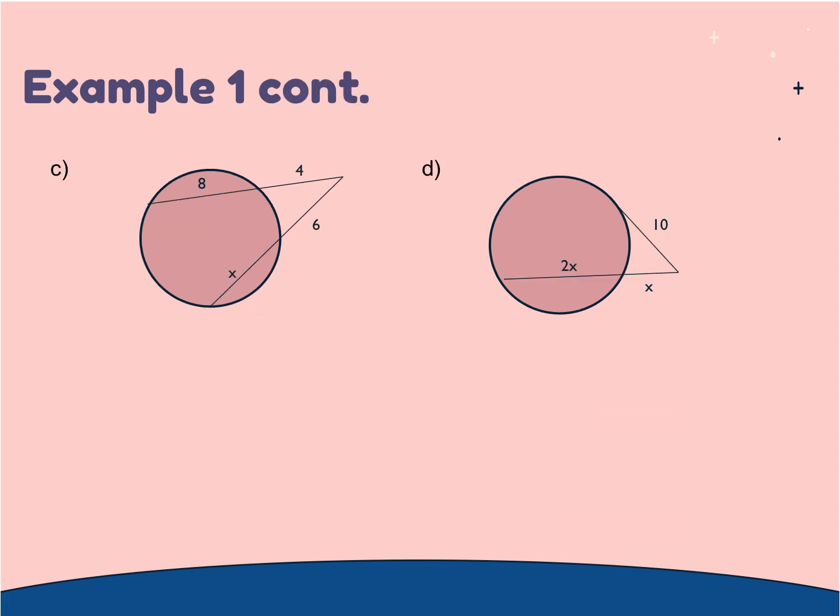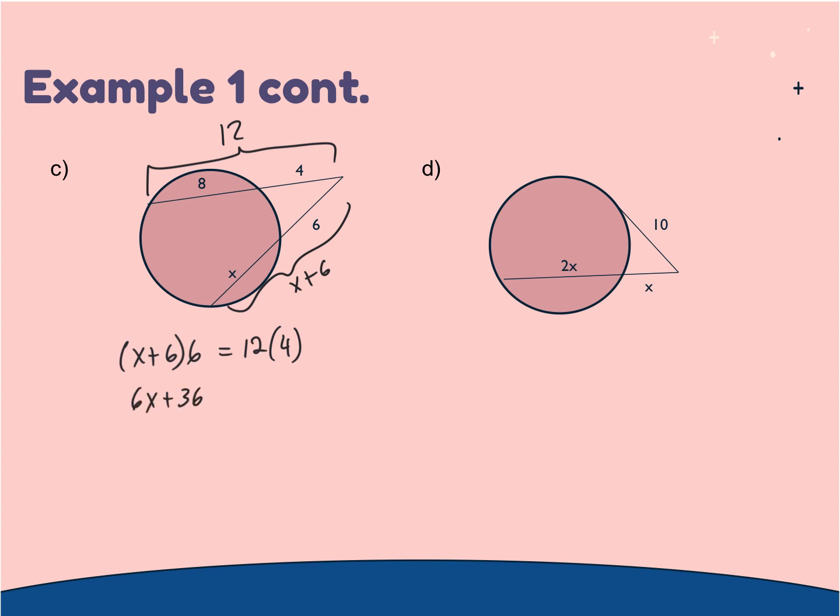So for C and D, again, they want us just to find x. So I'm going to use the two secant segments. So remember, it's the whole times the external. So this entire thing is 12, and this entire thing is x plus 6. So I'm going to do x plus 6 times the external, which is 6, is going to equal 12 times the external, which is 4. I will go ahead and distribute the 6 and multiply the 12 and the 4. So I'm going to get 6x plus 36, and that's going to equal 48.